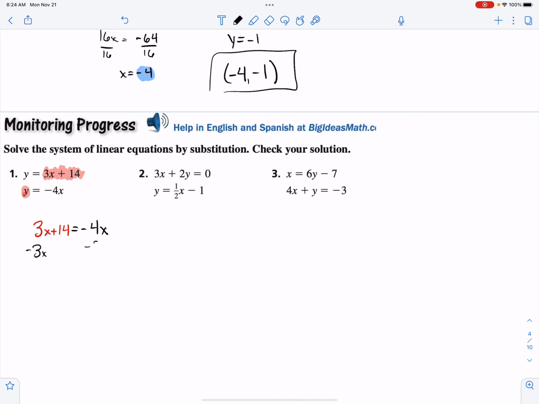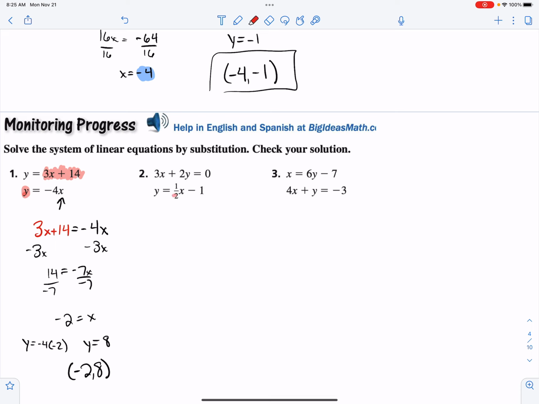So negative 3x, we get 14 equals negative 7x. We divide by negative 7. And we get negative 2 equals x. Again, it doesn't really matter where we plug it in. I'm going to go ahead and plug it in here. So y is equal to negative 4 times negative 2. I'm going to move this over so I don't invade the space of the next problem. And I get y is equal to 8. So my coordinate point answer is (-2, 8).